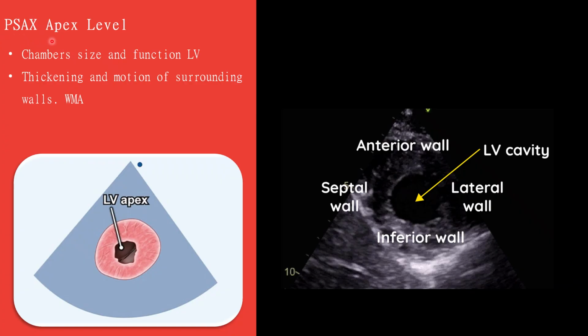Parasternal short axis apex level. We will see the left ventricle cavity, the lateral wall, inferior wall, septal wall, and anterior wall. We're going to be checking for the chamber size and function of the left ventricle, thickening and motion surrounding the walls. We're checking for wall motion abnormalities.